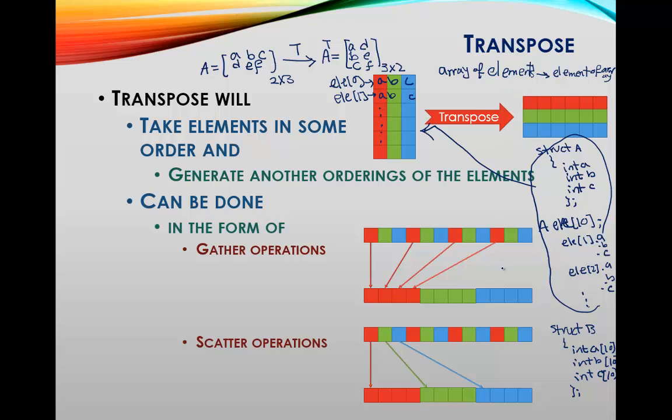The transpose operation basically makes it into elements of arrays. So this is going to be now your B structure, which is going to have one element A and B and C, and then it's going to have a bunch of these.